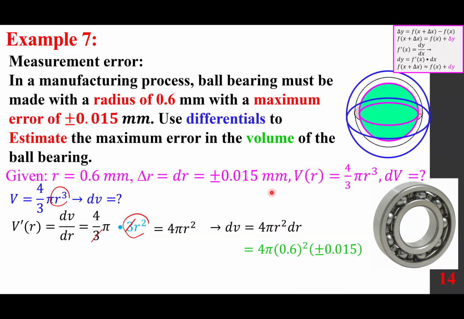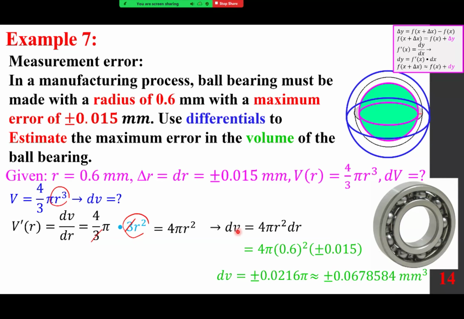It gives us an approximation with the pi of plus or minus 0.0216 pi. You always want to keep the exact answer with pi. Now, if you put it into a calculator with a lot of decimals, you get plus or minus 0.0678584 cubic millimeters. The units for dV are the same as the volume because it's the change in volume. So that's how you come up with the answer.